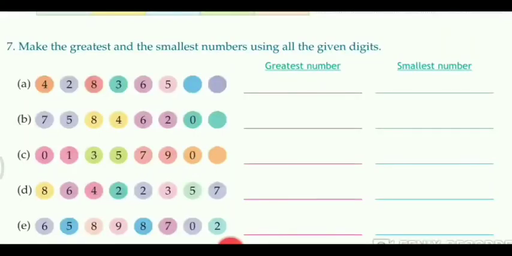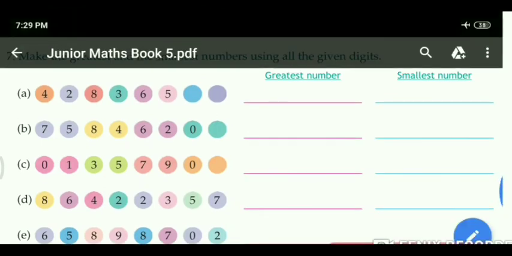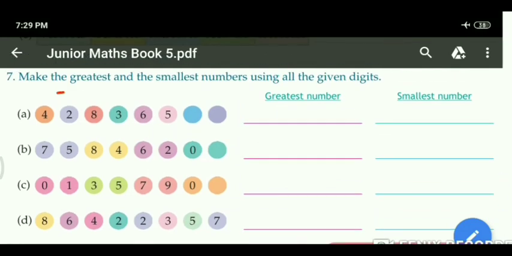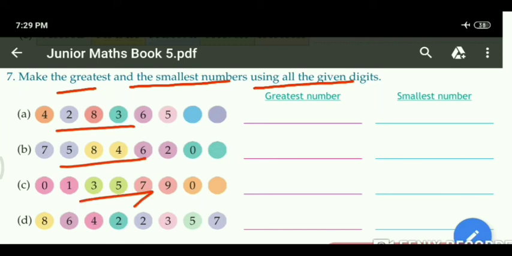Now let us see the next question, number 7. What is given in this one? Question number 7: make the greatest and the smallest number using all the given digits. So what we have to do in this part: digits are given below, different digits. By using all these digits, firstly we have to make the greatest number, then after we have to make the smallest number.